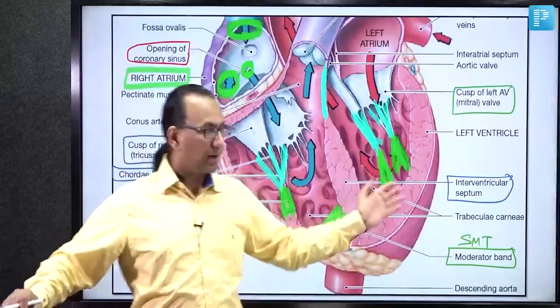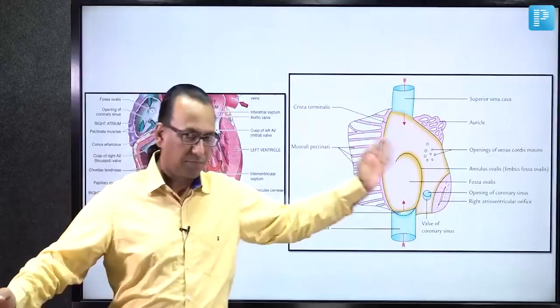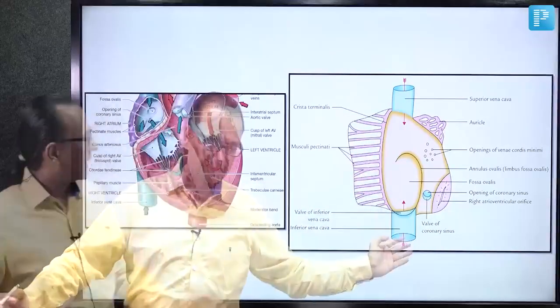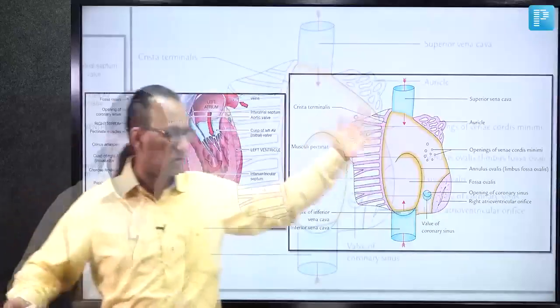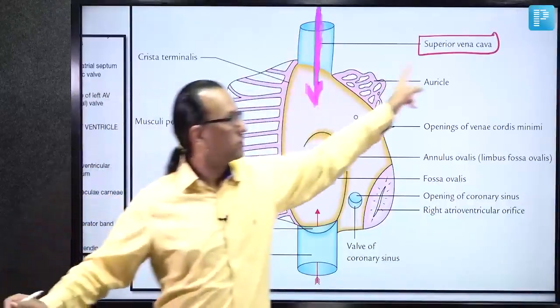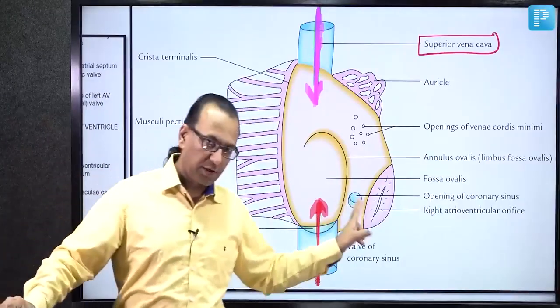Now let us magnify the right atrium for details. This is a schematic diagram for the right atrium here, having three openings posteriorly. And as you magnify it here, you can see that is the superior vena cava opening. And then you can also see the inferior vena cava opening. The third opening is the coronary sinus.